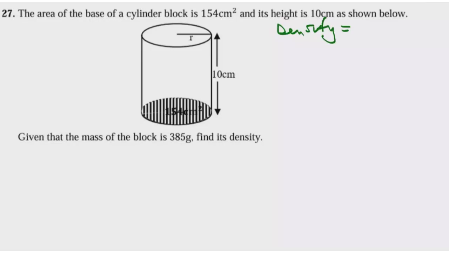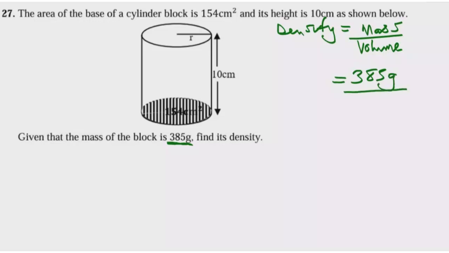Okay, so to calculate density, we are going to use this formula, which is density is equal to mass over volume. Okay, so now that is the formula for density. So what we can do is, where there is mass, we put the mass, which is given down here, which is 385 grams over volume. What is the volume? Again, we are not given the volume.